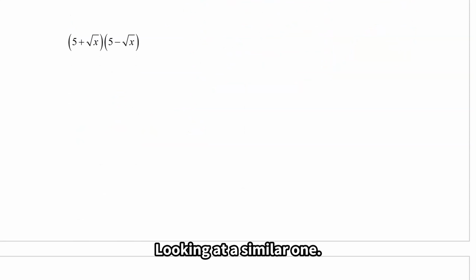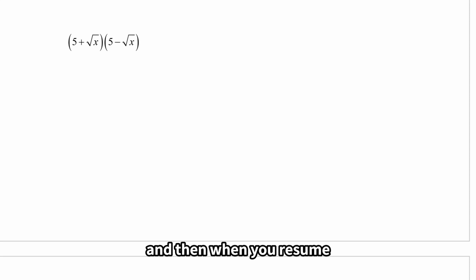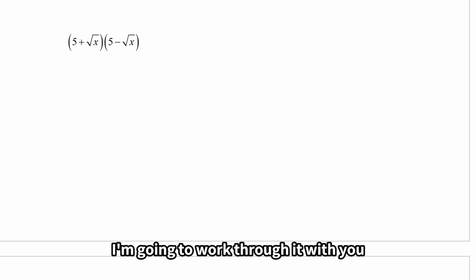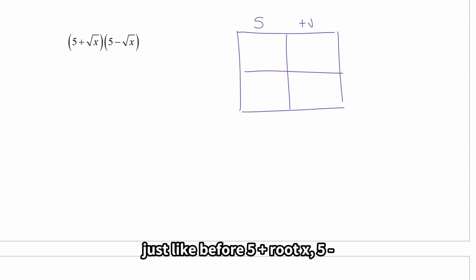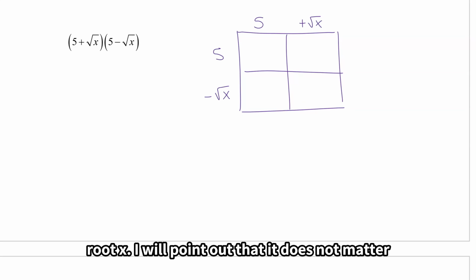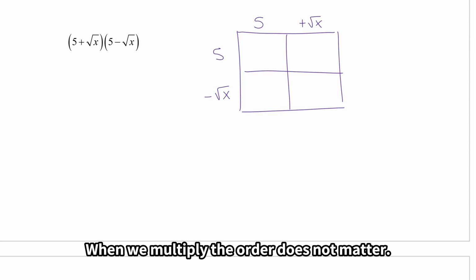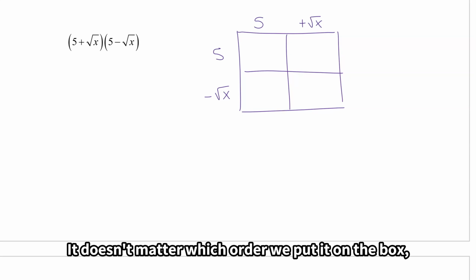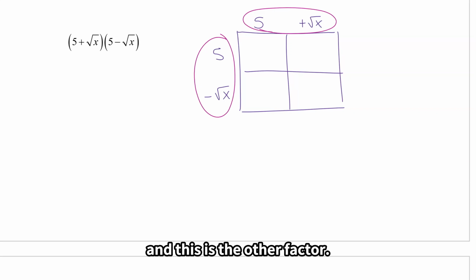Looking at a similar one, I would like for you to pause the video, try this one on your own, and then when you resume, I'm going to work through it with you so that you can check your work. We'll create another box just like before. 5 plus root x, 5 minus root x. I will point out that it does not matter which factor goes on the side and which factor goes across. When we multiply, the order does not matter. So same with the box. It doesn't matter which order we put it on the box, as long as we make sure this is one factor and this is the other factor.